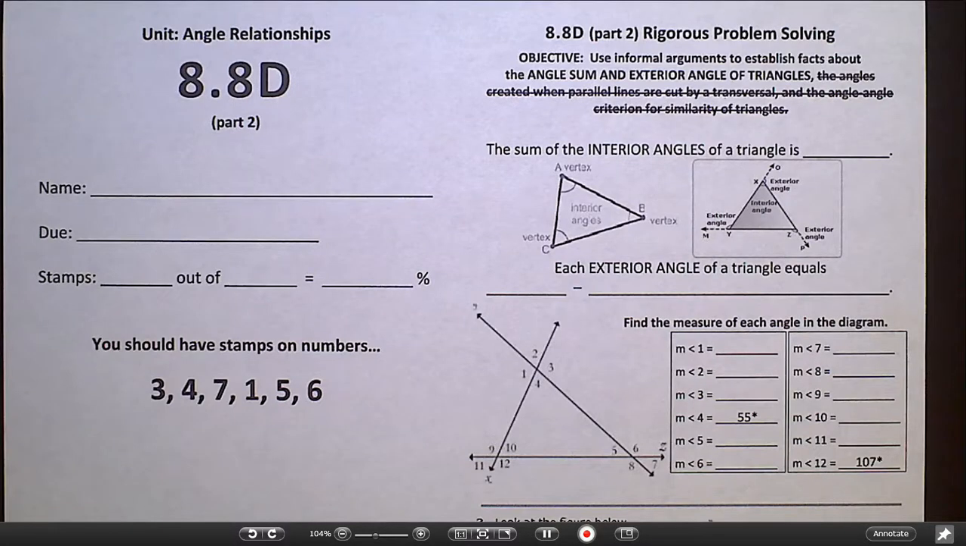Today we're continuing with part 2 of what we started yesterday. We're using informal arguments to establish facts about the angle sum and exterior angles of triangles. So that's all we're working on in this lesson.